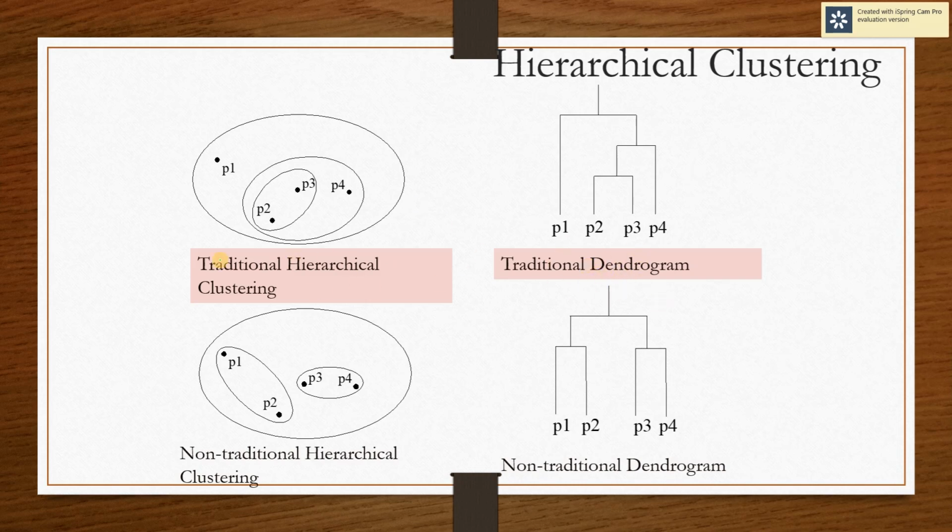So you have 2 types of dendrogram. One would be traditional hierarchical clustering using the traditional dendrogram, and the second one is a non-traditional diagram that will give you a non-traditional hierarchical clustering.